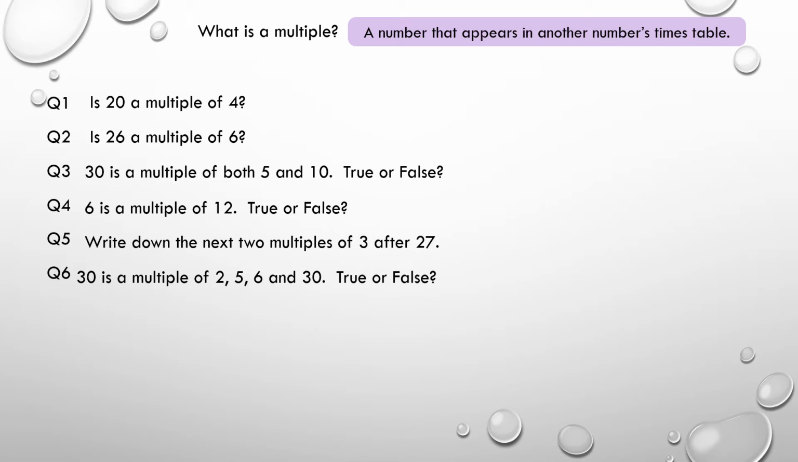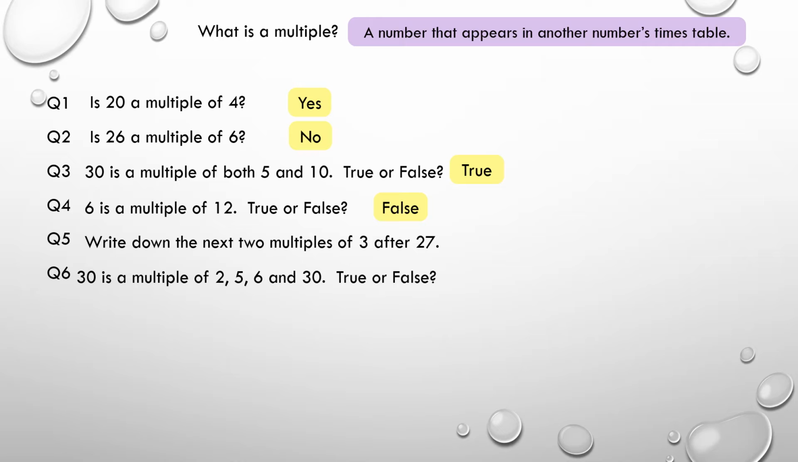Okay, first one, is 20 a multiple of 4? Yes it is, because 4 times 5 is 20. Is 26 a multiple of 6? No, because if we were doing our 6 times tables, we'd go 6, 12, 18, 24 and 30. So 26 isn't a multiple. 30 is a multiple of both 5 and 10. That's true. 6 is a multiple of 12. That's false. 12 is a multiple of 6.